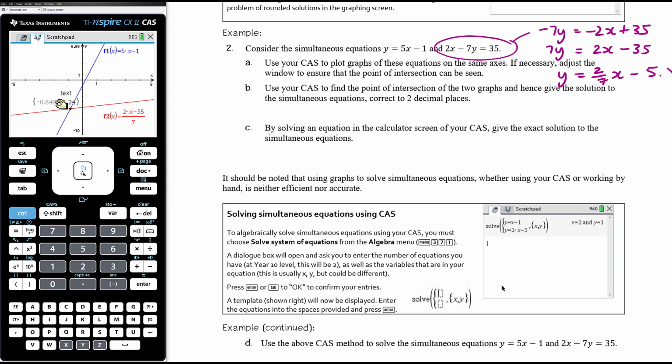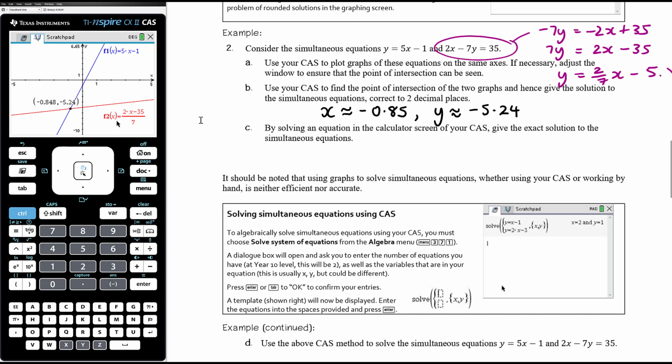And we want to give the solution to the simultaneous equations, not the coordinates of the point, okay? So I'm going to give x equals something and y equals something. And because I'm rounding them off to 2 decimal places, they're actually approximately equal. So x to 2 decimal places is approximately equal to negative 0.85, correct to 2 decimal places. And y is approximately equal to negative 5.24, correct to 2 decimal places.